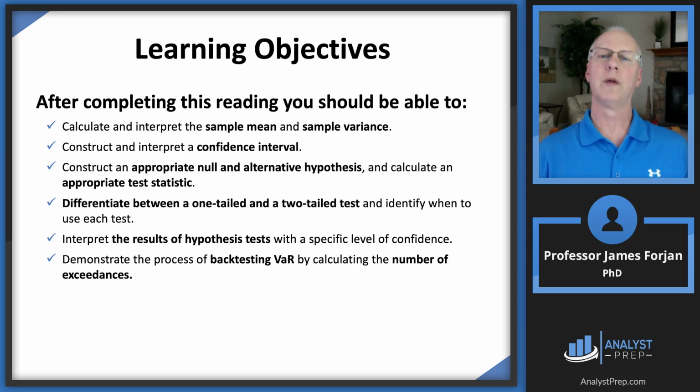Of course, we're going to worry about the sample mean and sample variance. We're going to work on some confidence intervals. And note, we have to calculate and interpret, and construct and interpret. We need to worry about null and alternative hypotheses, whether it's a one or a two-tailed test, and then interpret the results of those tests. And then we'll swing back to value at risk, which we've talked about in multiple previous chapters, and see how all the stat stuff relates to value at risk.